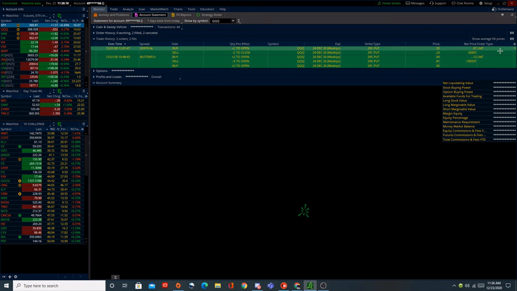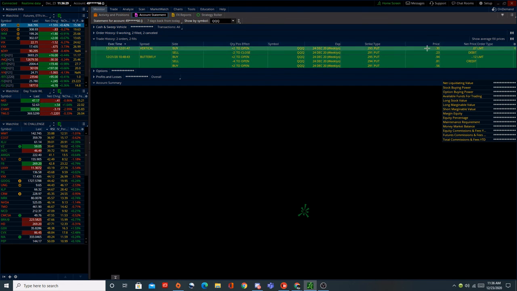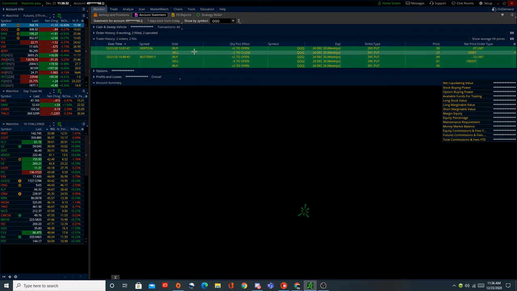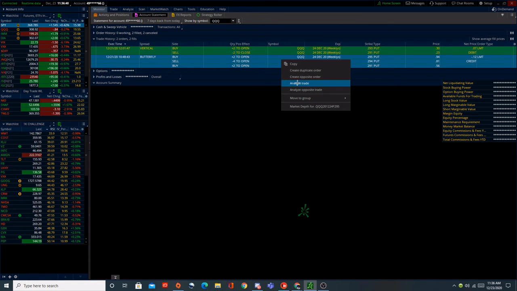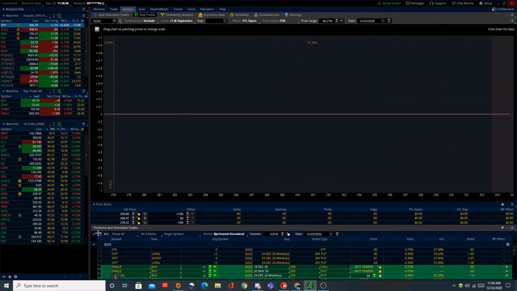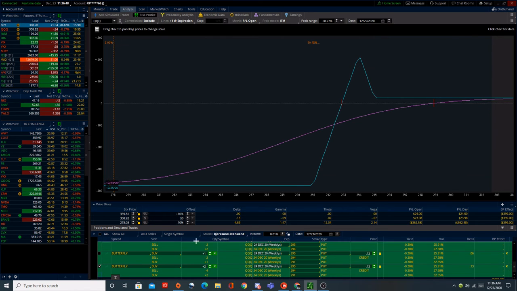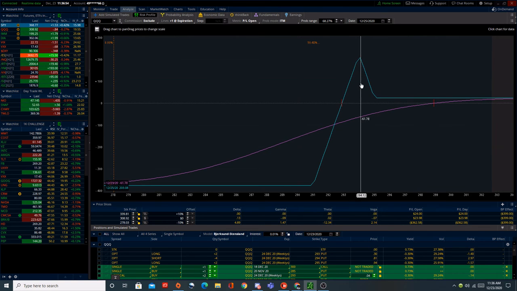So first up, this is an example of the QQQ one, really quickly. As you can see, I opened the QQQ broken wing butterfly for a $12 credit, and then I later bought back the spread for a $7 debit. Meaning that my max gain, I had 2 lots on, was $5 per lot, $10. With a max potential gain of, I can see if I go to analyze trade, I had a max profit of around 200 something up there.